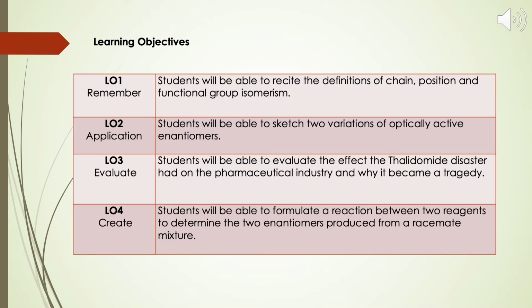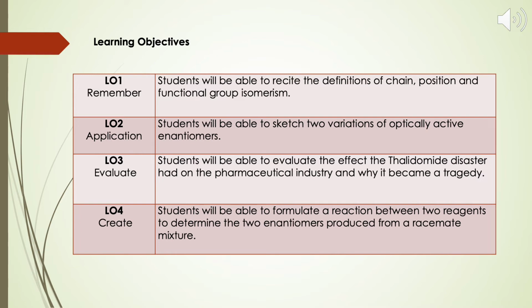So using Bloom's taxonomy, I came up with 4 learning objectives for this course. The first one is remember, and this taxonomy level is a very low thinking order objective. And here students will be able to recite the definitions of chain, position and functional group isomerism. Next we will cover the application taxonomy level, and students will be able to sketch 2 variations of optically active enantiomers. Next, evaluate. Students will be able to evaluate the effect the thalidomide disaster had on the pharmaceutical industry and why it became a tragedy.